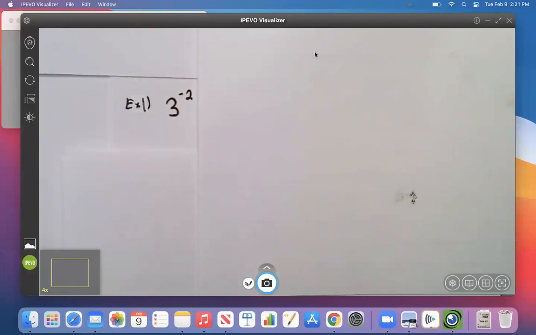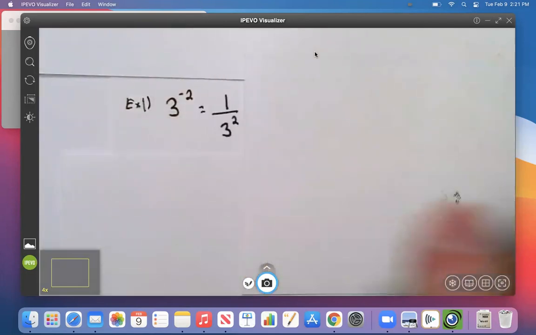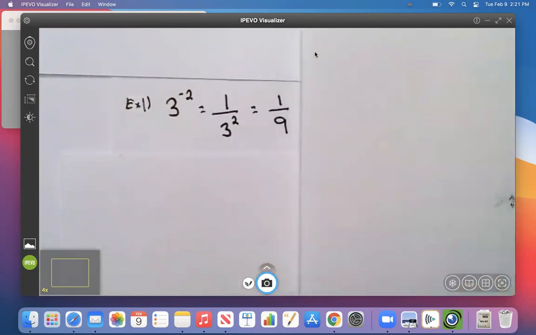Here's another example, 3 to the negative 2 power. That's understood to be in the numerator. It's understood to be over 1. So if I want to get rid of that negative exponent, I just move it to the denominator. That's not simplest form. Simplest form would be 1 over 9.